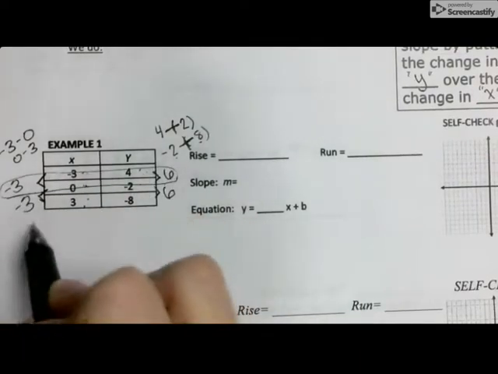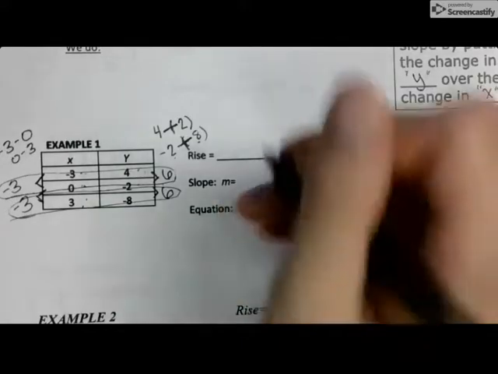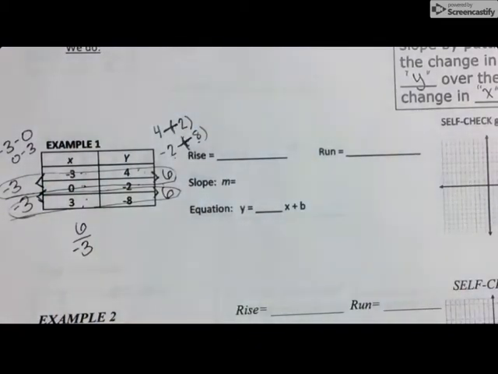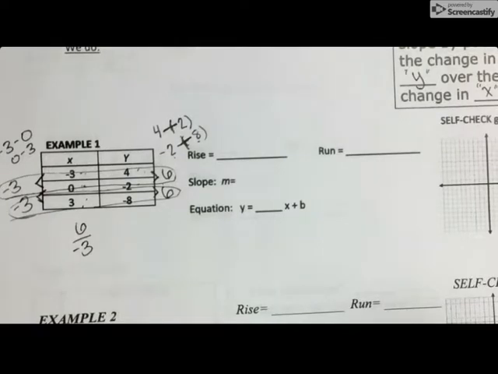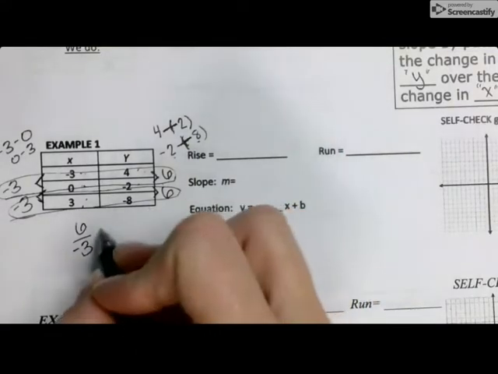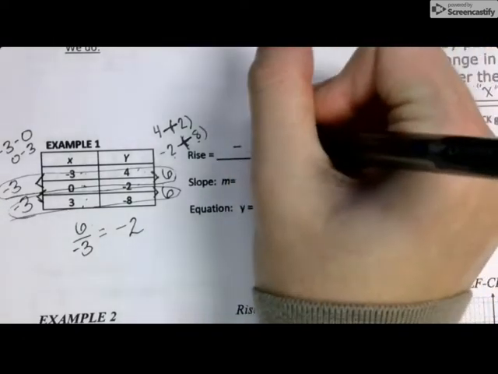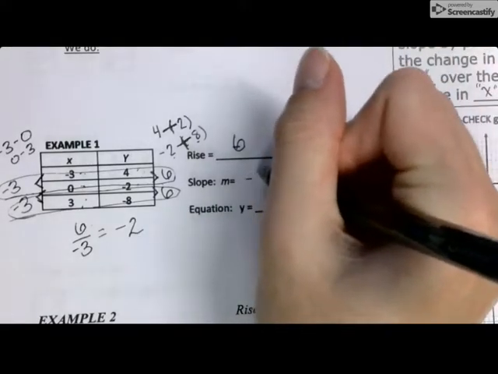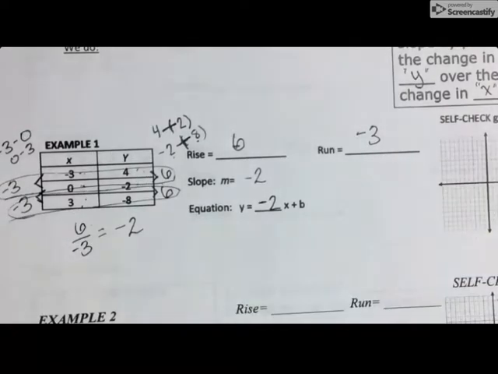So I always like to show what I'm putting over on top of each other. So I have 6 over -3, and since they're the same thing, we're just going to leave it as this one, which is fine. So 6 over -3, which equals -2. So my rise is already here, and my run is -3, which means my slope is -2. So right here where it says equation, I'm going to put -2.